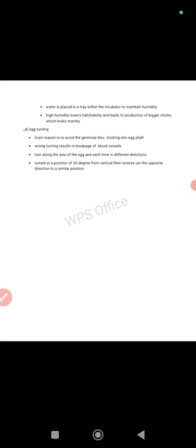Therefore, turning should always be done along the long axis, not just the axis as I have written, and each time in a different direction. For greater hatchability, the egg should be turned to a position of 45 degrees from vertical. I have indicated there 45 degrees from vertical. Then it is reversed in the opposite direction to a similar position.